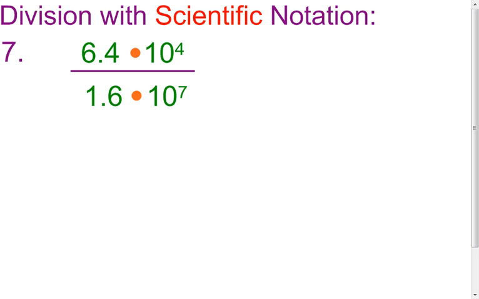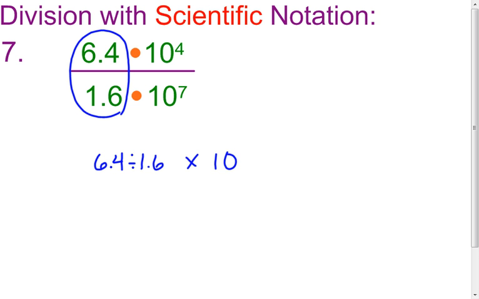Okay, in this lesson we are going to be looking at dividing with scientific notation, pretty similar to multiplying. You're going to think about this as reducing that fraction, or really dividing it. So I would take 6.4 and divide by 1.6 times 10 to the, now I'm going to subtract the exponents, 4 minus 7. So 6.4 divided by 1.6 is 4, times 10 to the negative third power.